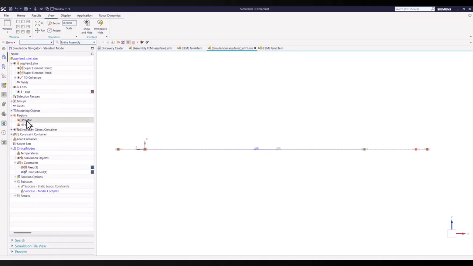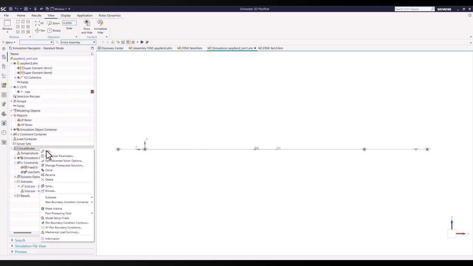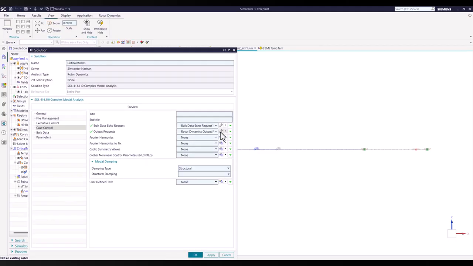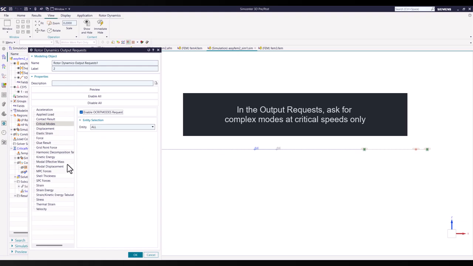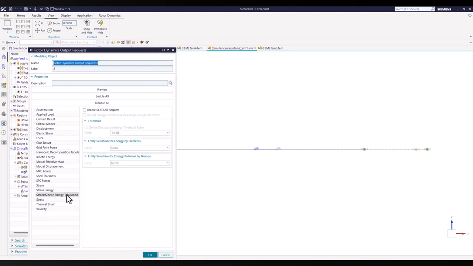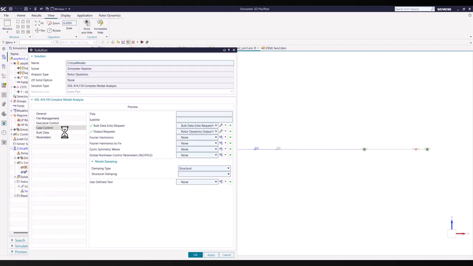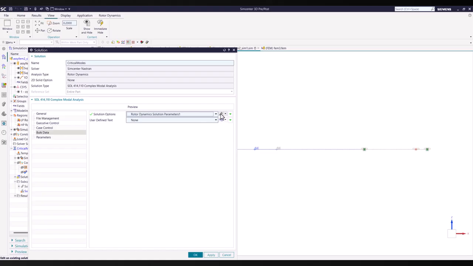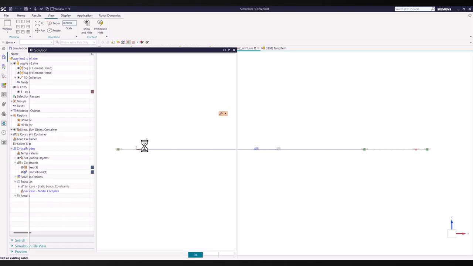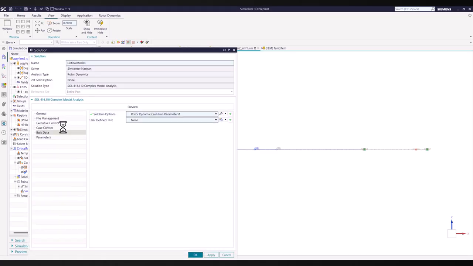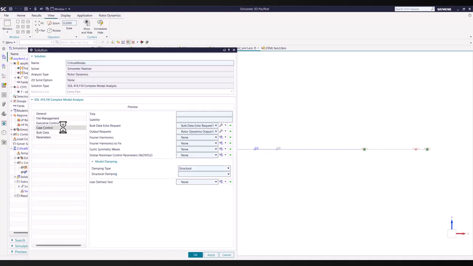Then, when you use the superelements in an assembly, here for the low pressure and high pressure rotors, in the complex modal analysis, we can ask here for the complex modes, the critical modes, and in an energy distribution, we can ask for energy distribution for groups in superelements. That will use the groups defined at the creation of the superelement.